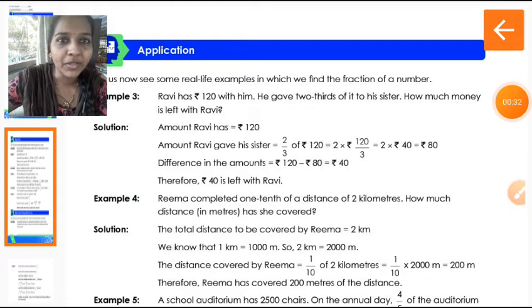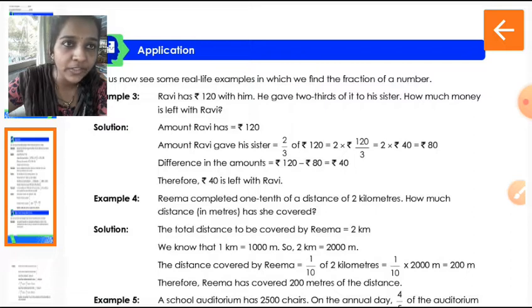Question number 1, that is an example question. Ravi has rupees 120 with him. He gave 2/3 of it to his sister. How much money is left with Ravi? Okay, the question is: Ravi has rupees 120 with him and he gave 2/3 of it to his sister.